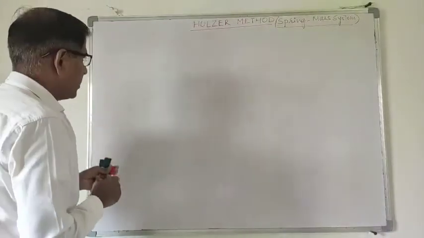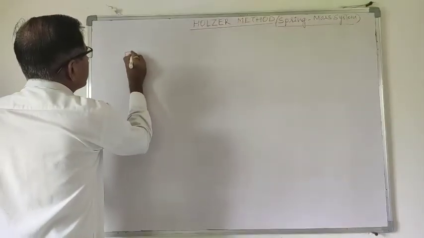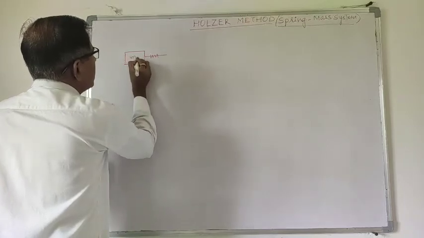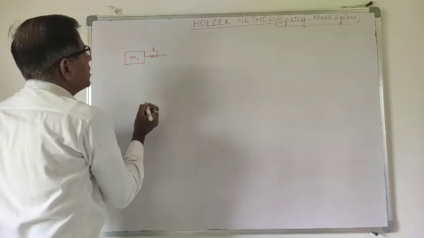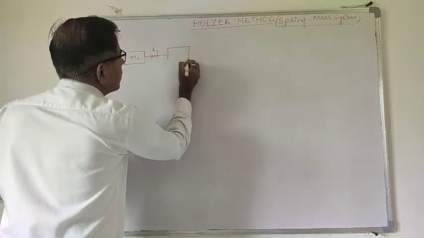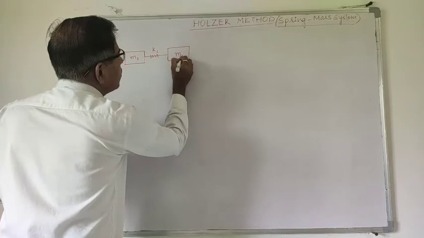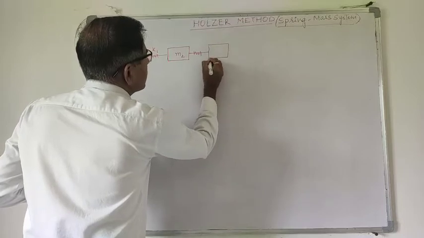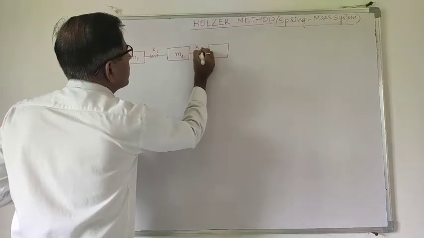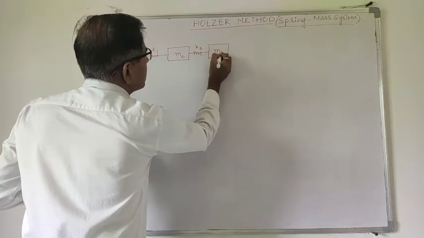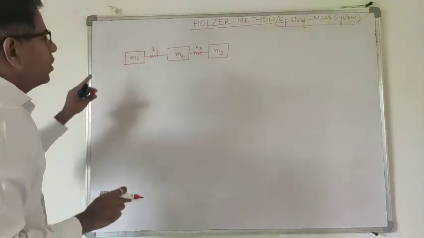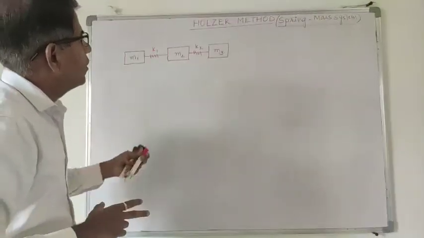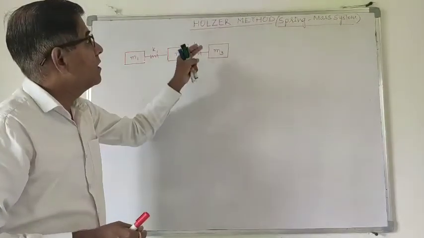So consider a spring mass system over here. This is mass M1, spring having stiffness K1. This is mass M2, stiffness K2, and this is mass M3. Okay. So this is a spring mass system, and first we will see the Holzer method.